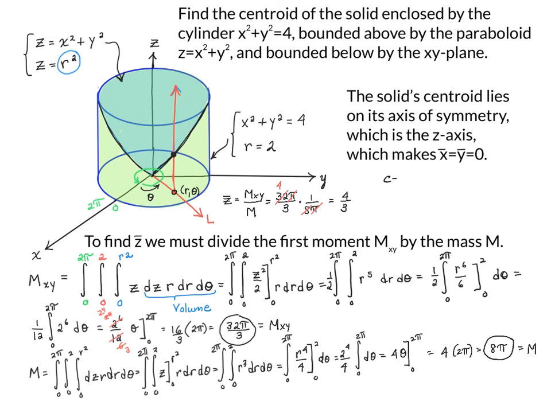So the coordinates for our centroid are x bar, y bar, z bar, which is 0, 0, 4/3. And this we can box. This is our final answer for our centroid, for our solid.